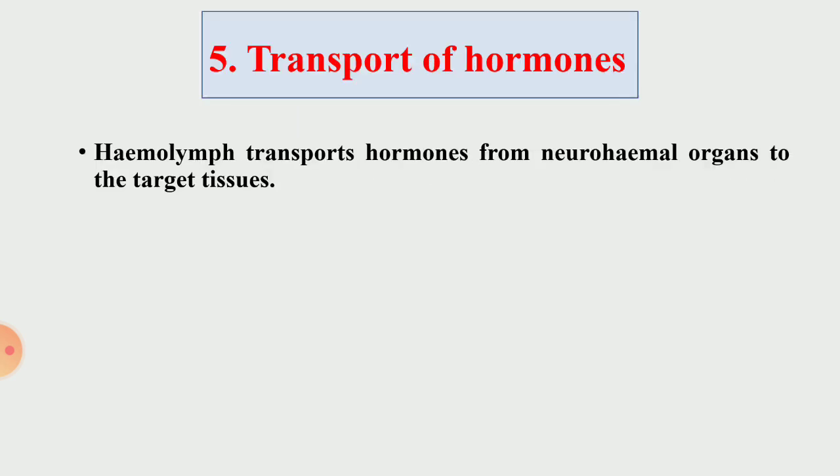The next is transport of hormones. The hemolymph acts as a transport of hormones. Hemolymph transports hormones from the neurohemal organ to the target tissues. Many neuropeptides which have good water solubility are transported in the hemolymph from their release point in the nervous system to the target systems such as the Malpighian tubules, prothoracic glands, pheromone glands and others.